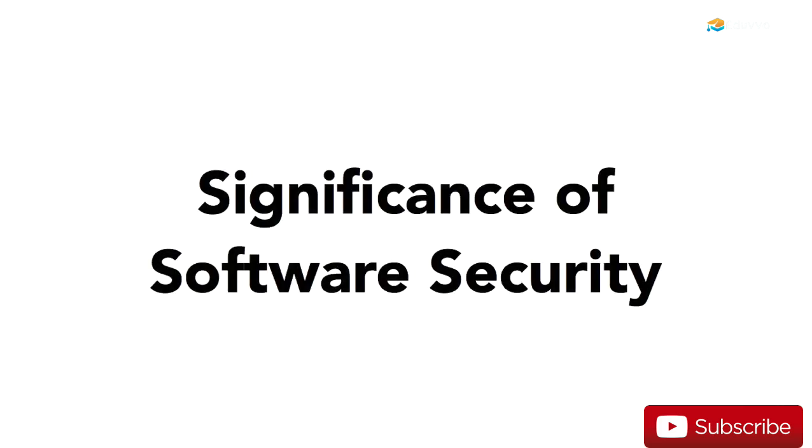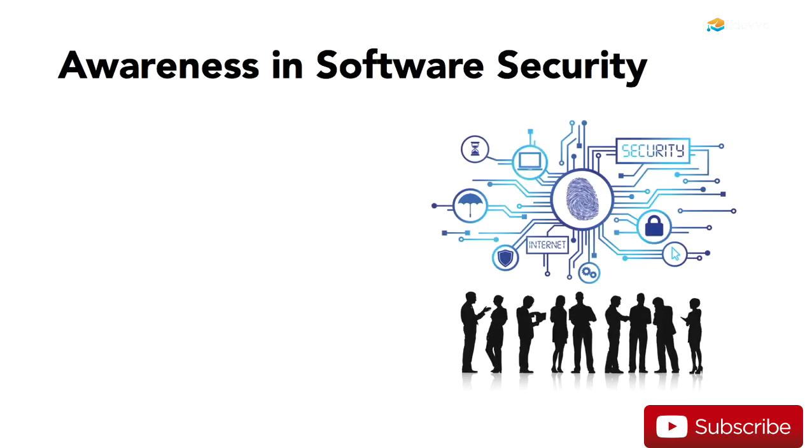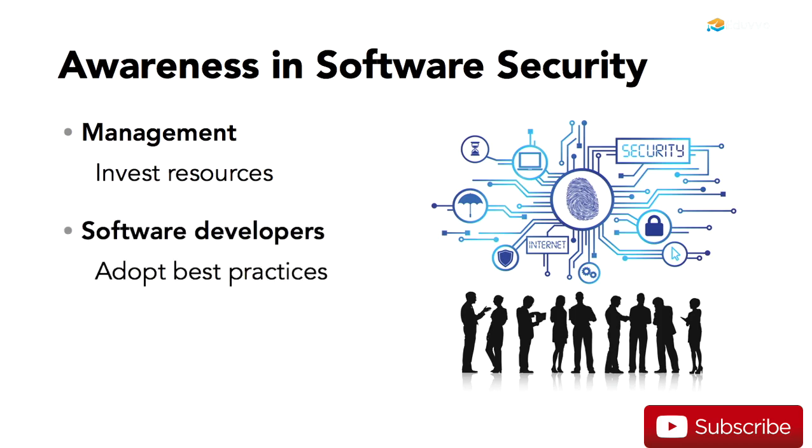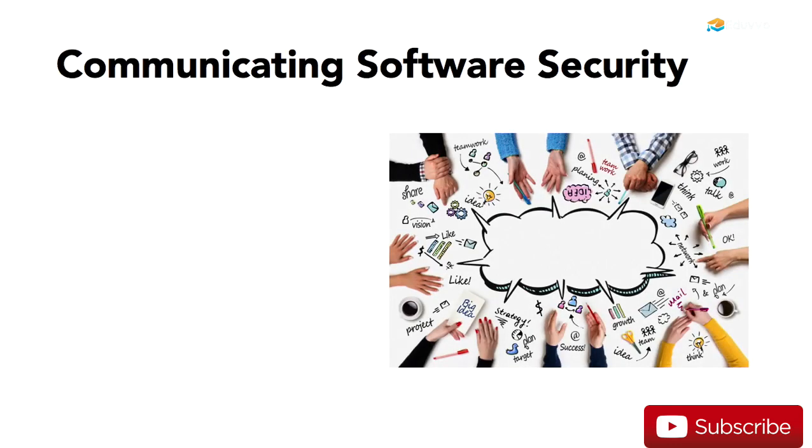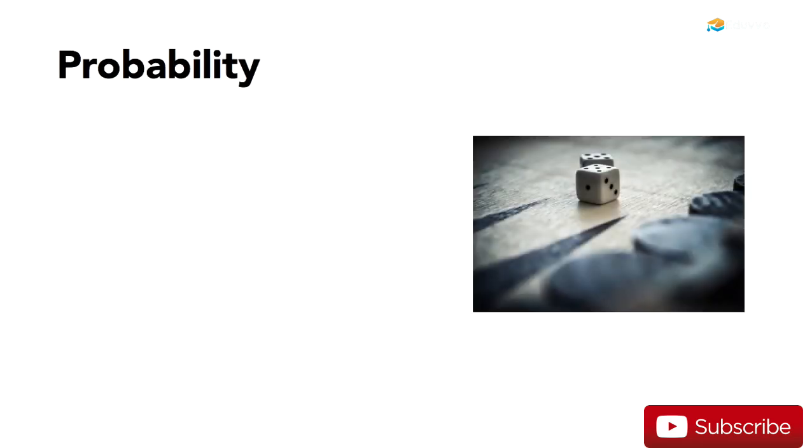Almost every aspect of our lives today is touched by software. Therefore, software security breaches could have a big impact on our lives. An important part of our job as a software security professional is to raise awareness so that the management invests resources in software security and software developers use the best practices in software security. The most effective way of raising awareness in software security could be talking about it in terms of its probability and consequences. As we all know, the probability of software security breaches is increasing these days.